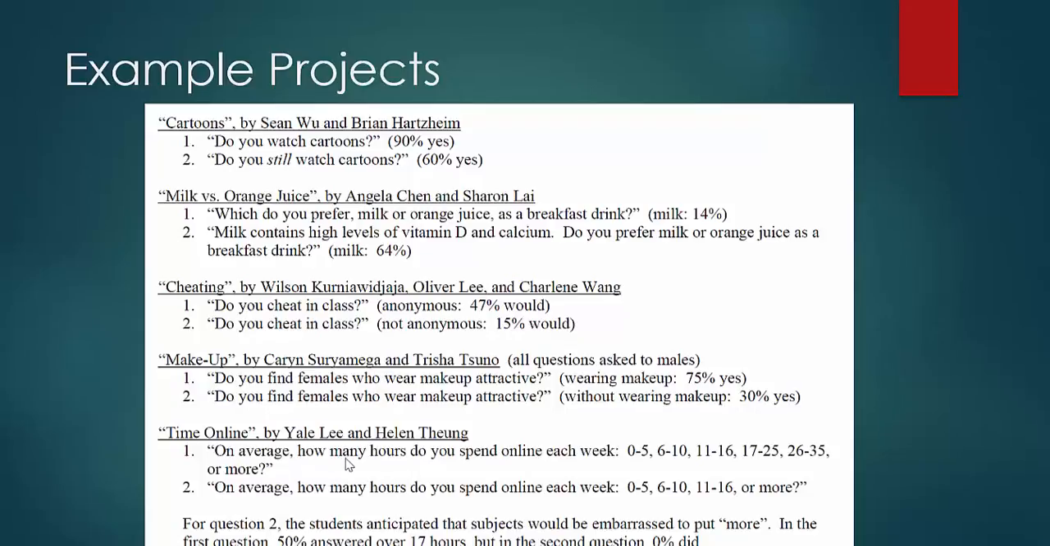Lastly, we see one about the answer choices. Time online. On average, how many hours do you spend each week online? And here we have several categories. As opposed to number 2, on average, how many hours do you spend online? We have the same categories here, but then we went with this or more. And you can see for question 2, the students anticipated that the subject would be embarrassed by the or more, so they answered differently. Just the adjustment of this back end changed the response.